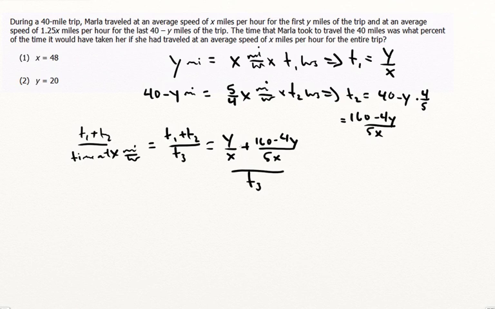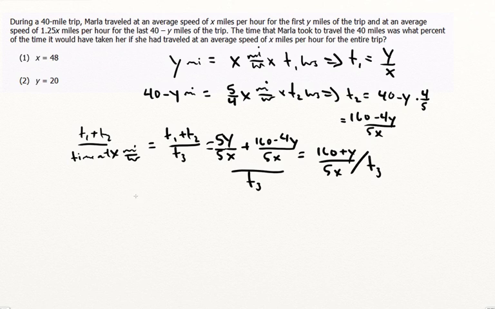Okay, so I want to find a common denominator here. So that's going to be 5y over 5x, and that's 160 minus 4y. So let's just clean that up a little bit. So we get 160 plus y over 5x, and the whole thing is divided by this t3.